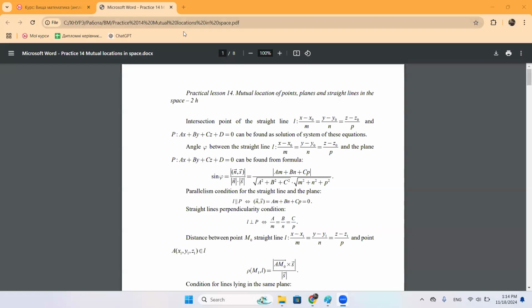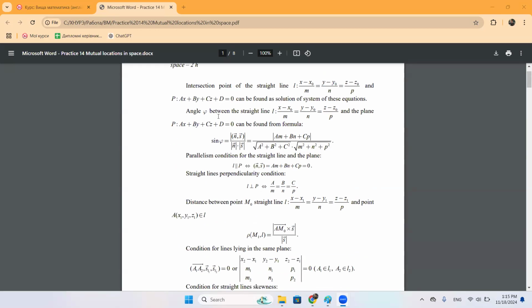I will remind you of some theoretical information. So how to find the intersection point of a straight line and a plane? By the way, we were finding it in the previous lesson. We need to solve the system of equations of the line and the plane, transforming the line equation to parametric form. Now, the angle between the straight line and the plane. How to find it? We can find the sine of the angle by this formula.